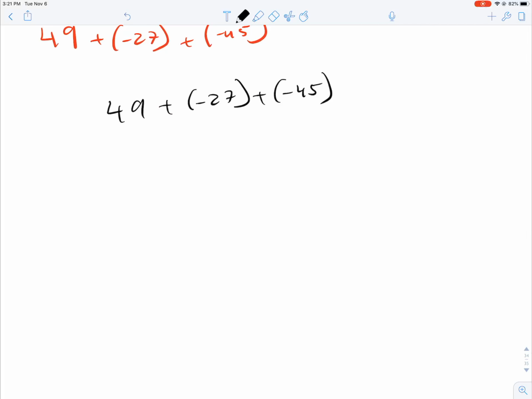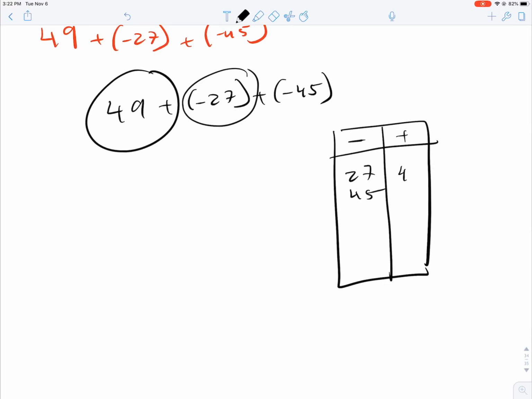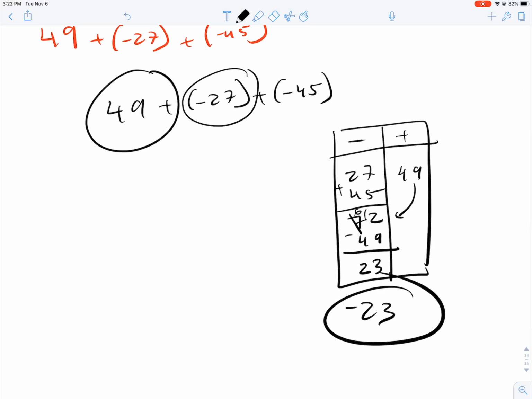Okay, so now let's use the box. Organize everything inside, negative and positive. The negatives go inside, so 27 and 45. And the positive is 49. Let's go ahead and combine these two. That's going to give me 72. Bring the smaller number over and take the difference. That's going to give me 6. 12 minus 9 is 3. And 6 minus 4 is 2. So it's negative 23. Okay, thank you.